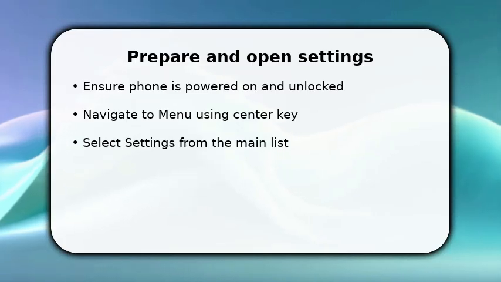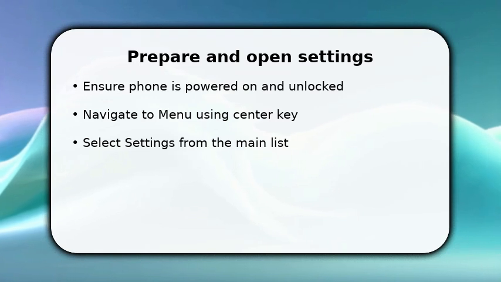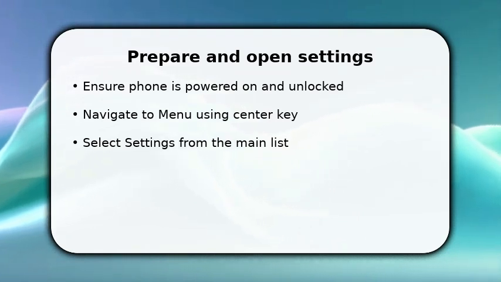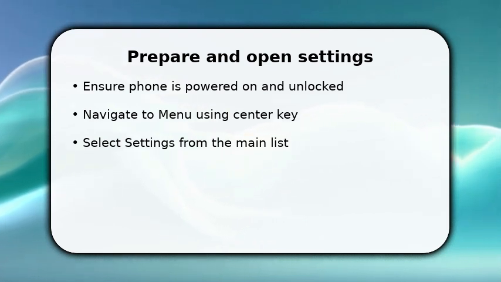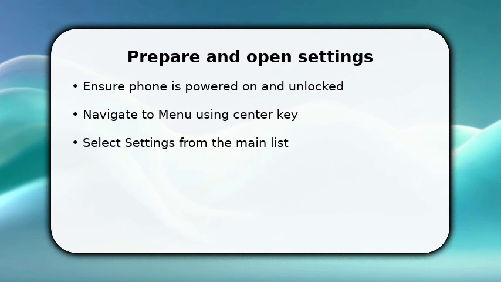You start by making sure the Nokia 105 is powered on and responsive. This ensures settings will open. Press the center navigation key to open menu and locate settings. This is where radio controls live.